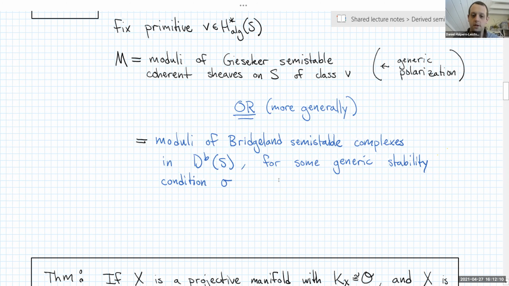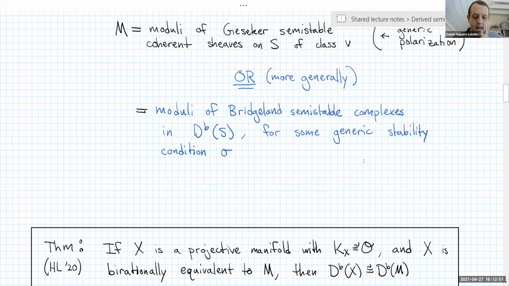the stability manifold will have a wall and chamber decomposition, and as you vary the stability condition, you'll get different moduli spaces, which will be constant inside these cells, and then as you cross these real codimension 1 walls, the moduli space of semi-stable objects with that Mukai vector V will undergo a discrete change, and in some cases it fits into this picture. It's a flop of this kind.